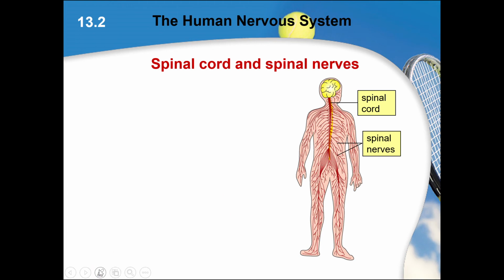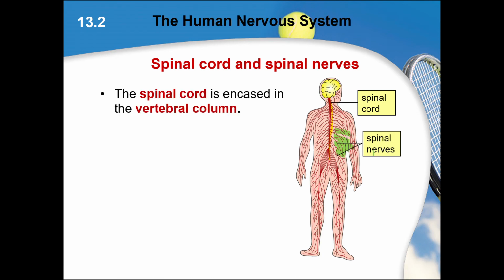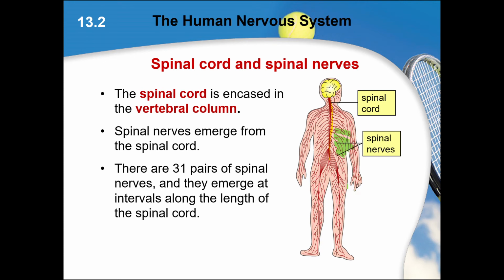So these are the spinal nerves that branch out from the spinal cord. The spinal cord is encased within the vertebral column, also known as your backbone, and the spinal nerves emerge from the spinal cord. There are 31 pairs of these spinal nerves and they emerge at intervals along the length of the spinal cord.